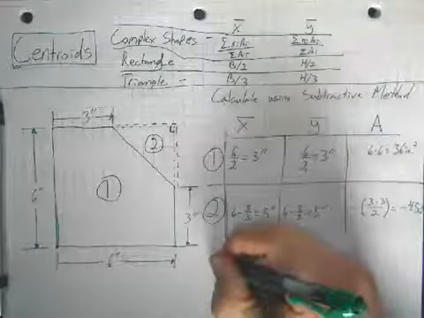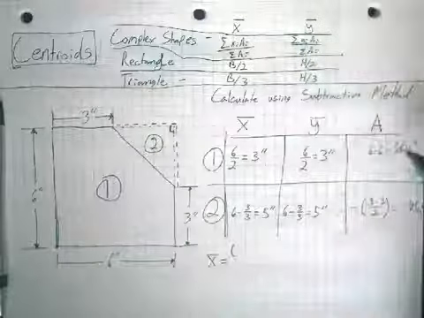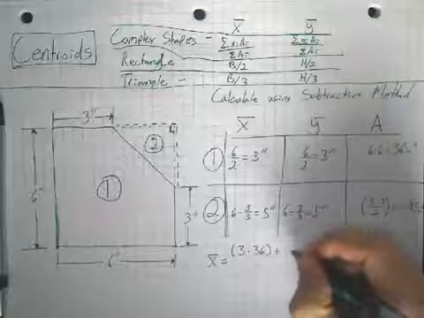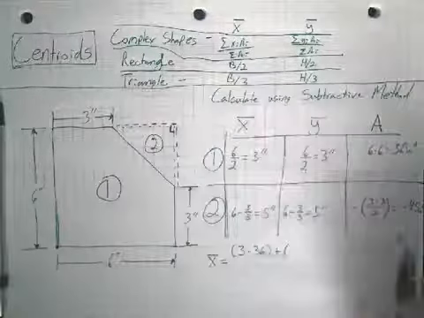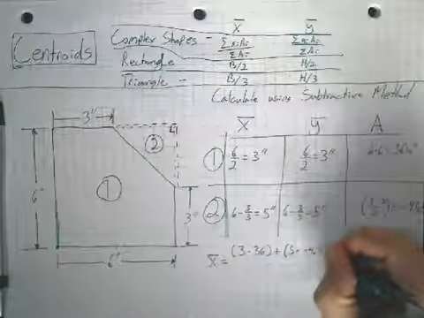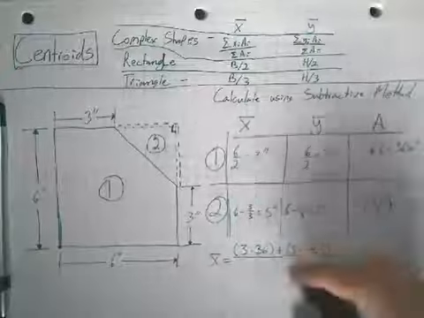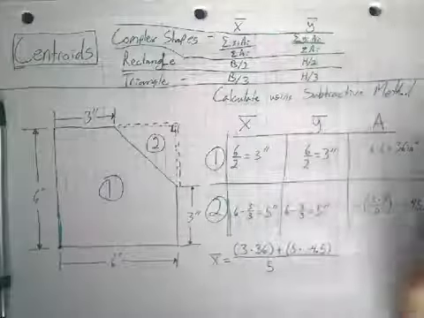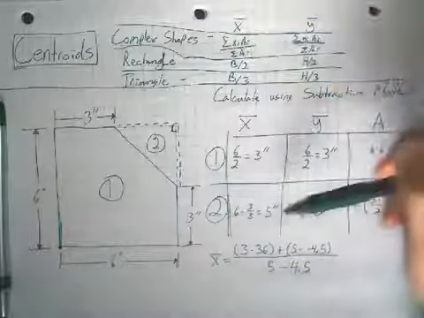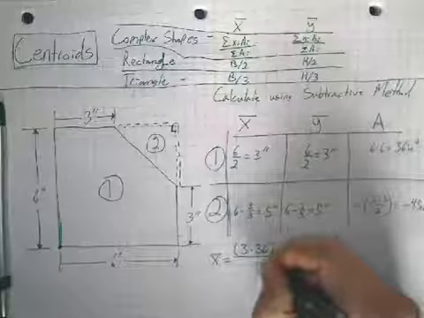So I can do my exact same equations as I did before. X bar of this whole shape is going to be equal to shape 1 times its area, 3 times 36, plus, and now I'll have 5 times negative 4.5. So it'll be subtracting that centroid area away, divided by area plus area. So I have 5 plus negative 4.5, or I could just write minus 4.5 because I subtract, or I add together my areas. So 36 minus 4.5. There we go.